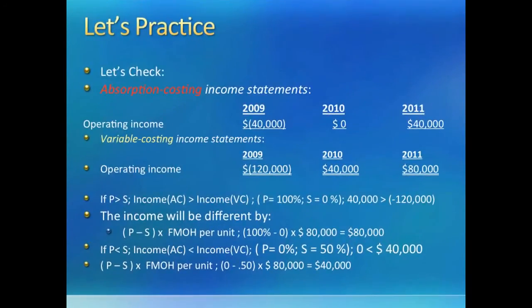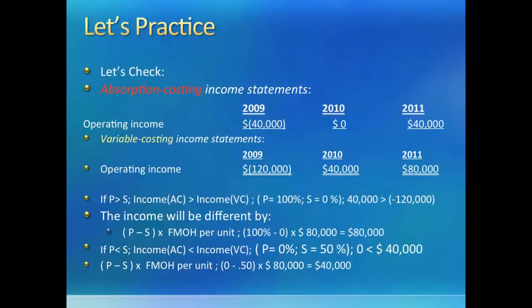Notice once again that in this problem, we are not given production and sales, so we just have to work with percentages. So in year 1, production is 100%, which is bigger than sales of 0%. So income in year 1 should be bigger under absorption costing than in variable costing. We see that it is true because income in the first year is $40,000 under absorption costing and negative $120,000 under variable costing. Also notice that the incomes are different by $80,000.